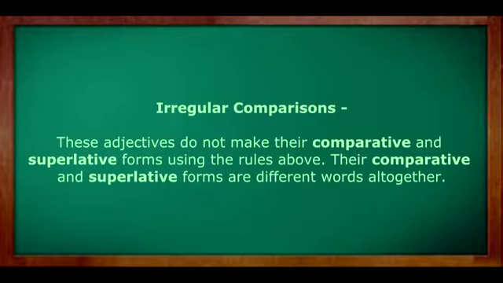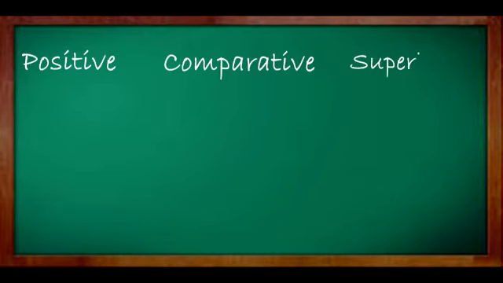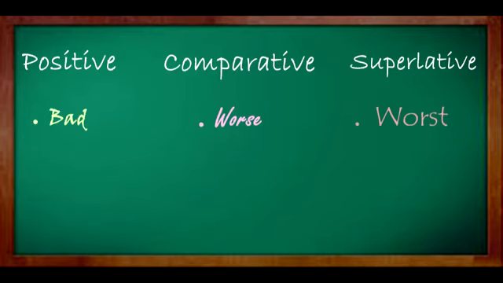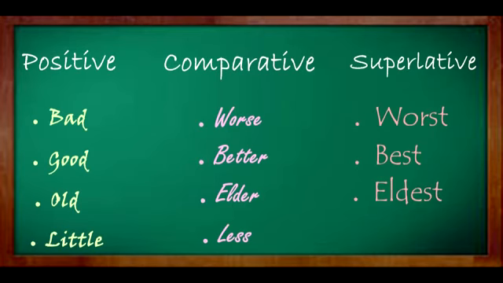These adjectives do not make their comparative and superlative forms using the other rules. Their comparative and superlative forms are different words altogether. Bad, worse, worst. Good, better, best. Old, elder, eldest. Little, less, least.